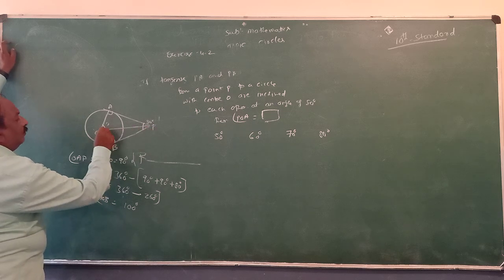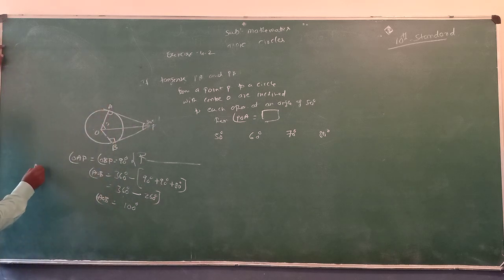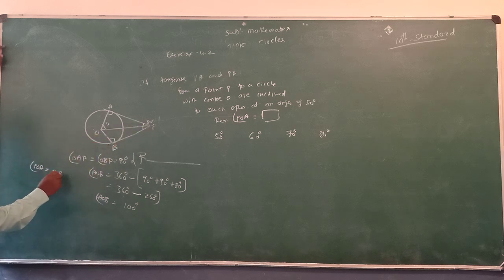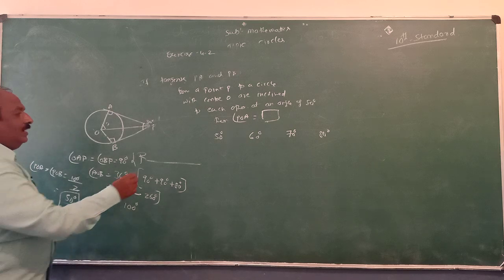You want angle POA. Angle POA is equal to half of angle AOB, that is equal to 100 divided by 2, that is equal to how much degree? 50 degree. What is the answer here? 50.